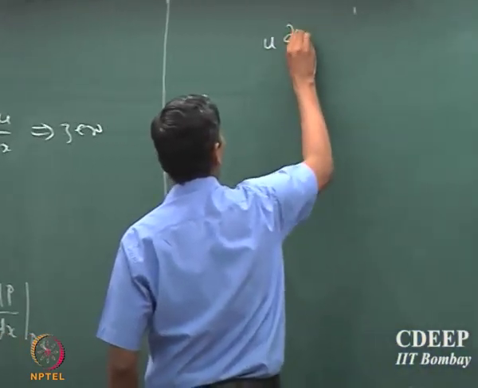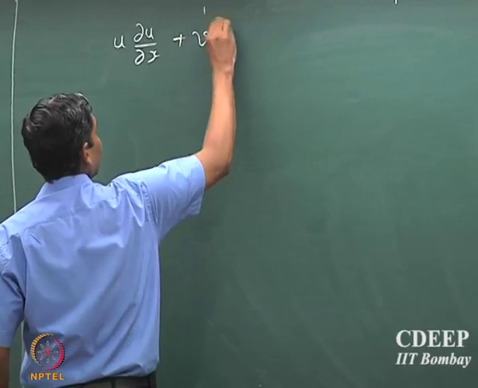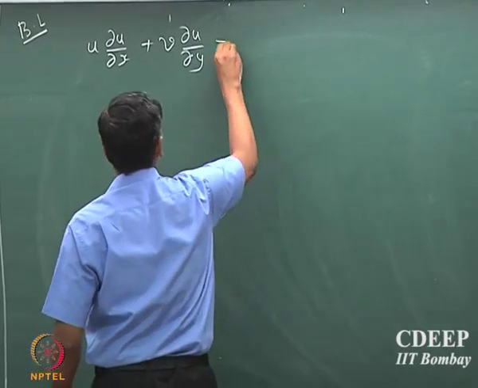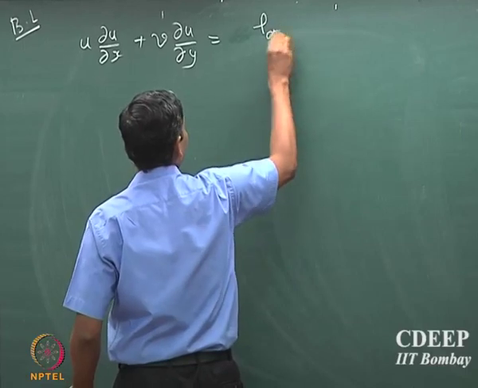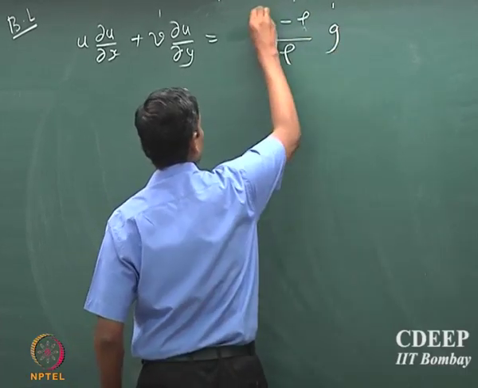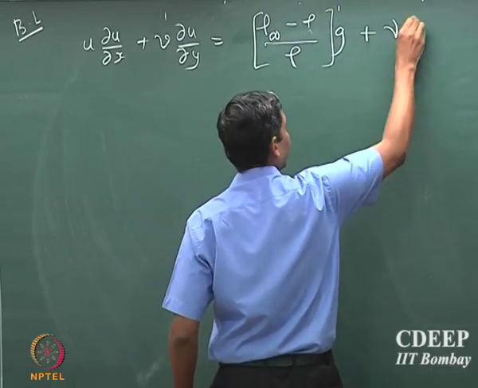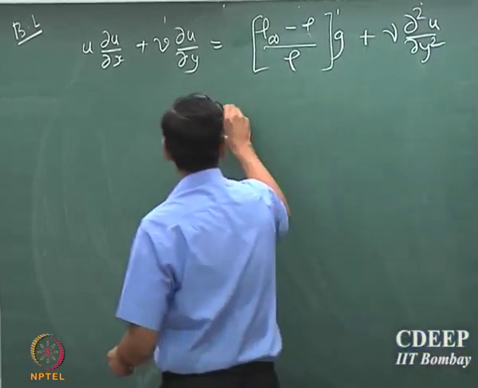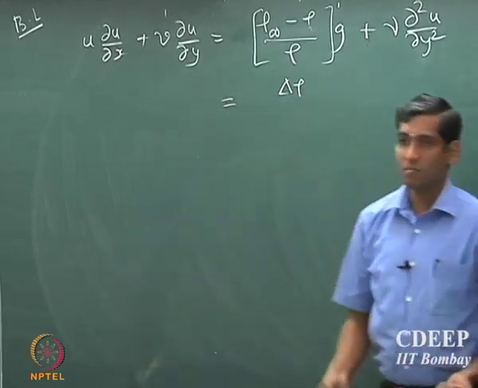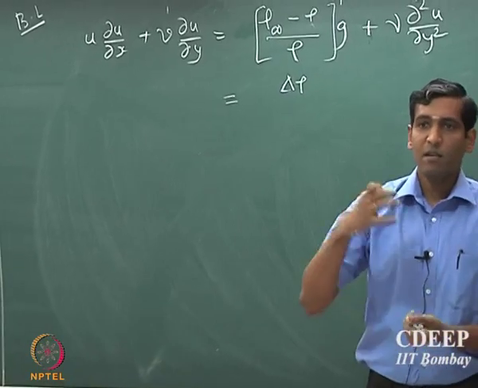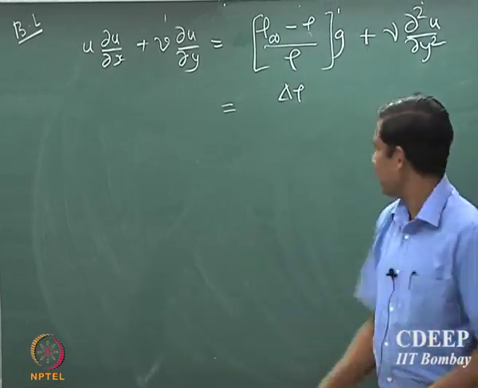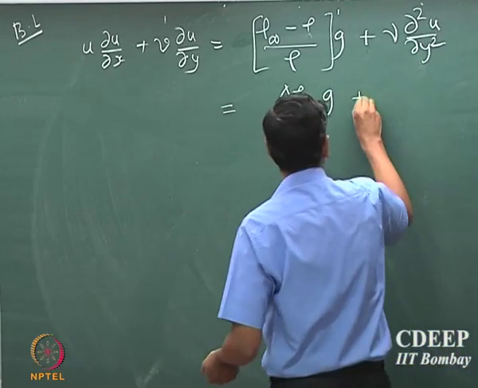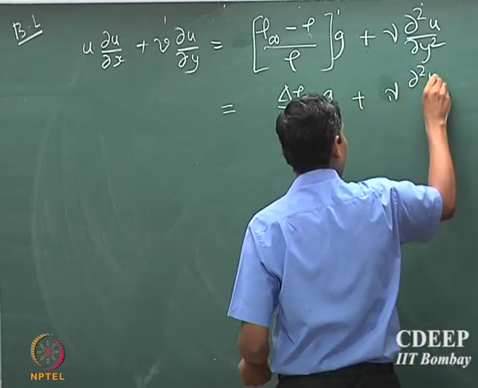So now if we incorporate that into the momentum balance, we will see u du by dx plus v du by dy. So now I am writing the momentum balance in the boundary layer, okay. So that should be equal to minus rho infinity minus rho, times g, plus nu into d square u by dy square. So this is nothing but the difference in the density, delta rho, which is the difference in the densities in the bulk and any location in the boundary layer, divided by the density at that location in the boundary layer, times g, plus nu into d square u by dy square.